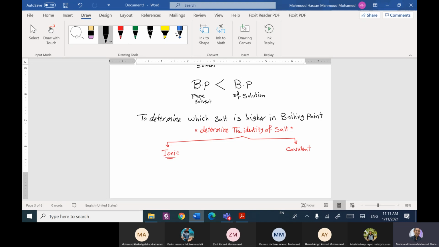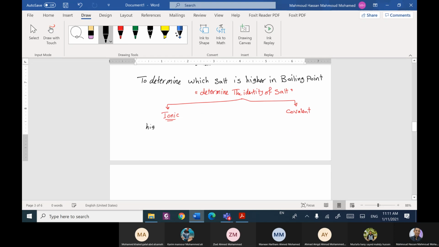In case of the ionic, higher in number of moles of ions is higher in boiling point. While in the covalent, higher in molar mass is higher in boiling point.